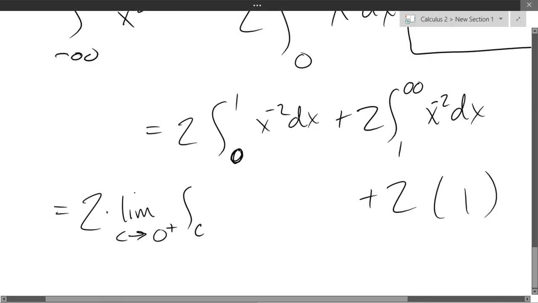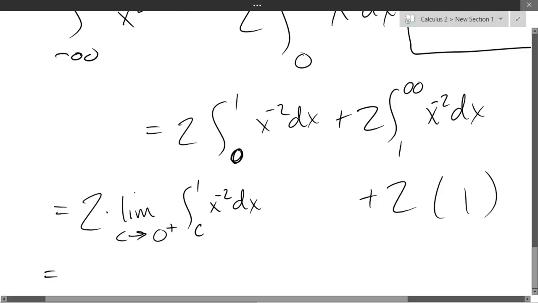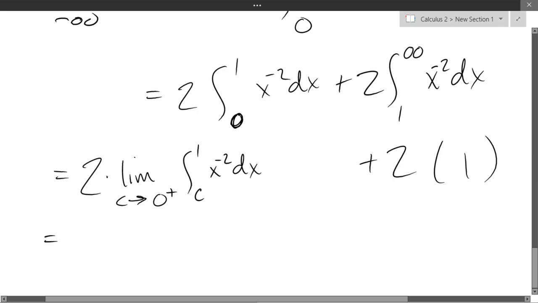So C is going to approach 0 from which side? And we have to be careful. So we can look at our graph. So we're approaching from the positive side. So we're going from C to 1, x to the negative 2 dx. So go ahead, the antiderivative is the easy part, and then you're going to have to deal with the limit.